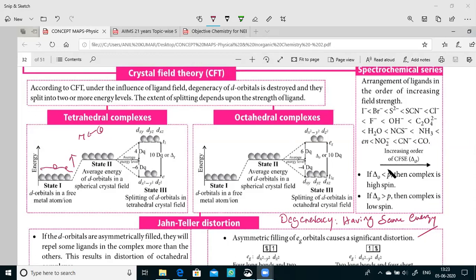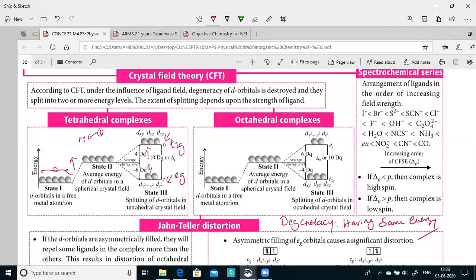Now you can see the d orbitals are split into two sets of orbitals. One we call the T2G orbitals. T2G means triply degenerate, and the other we call EG. EG means doubly degenerate, right? There exists an energy gap between the T2G and EG orbitals. This gap we call the crystal field stabilization energy, CFSE.